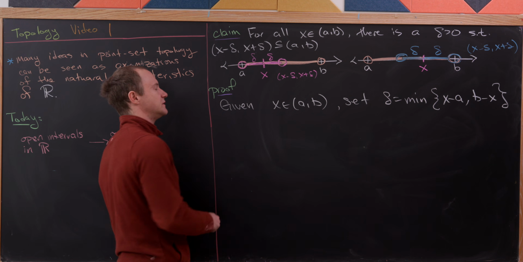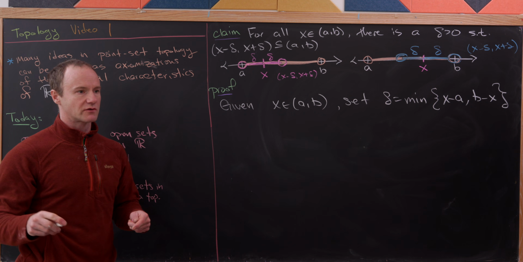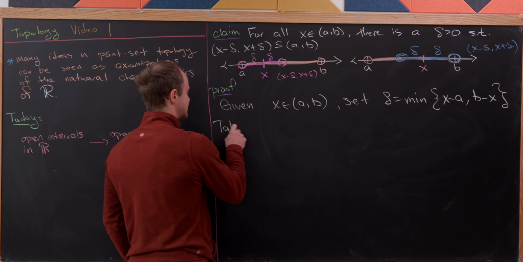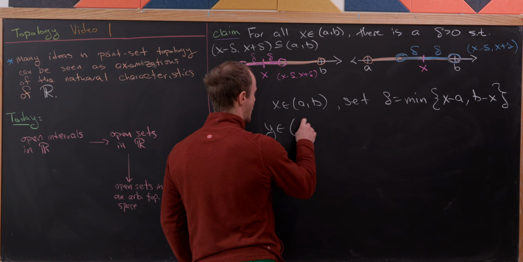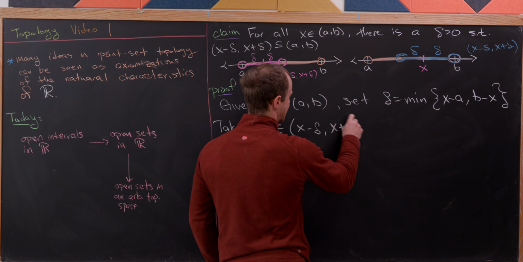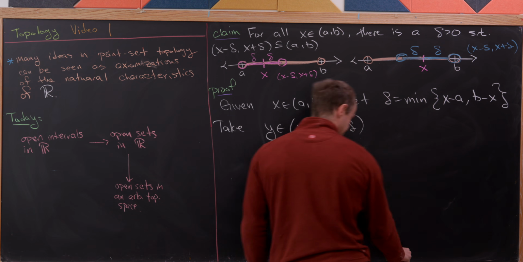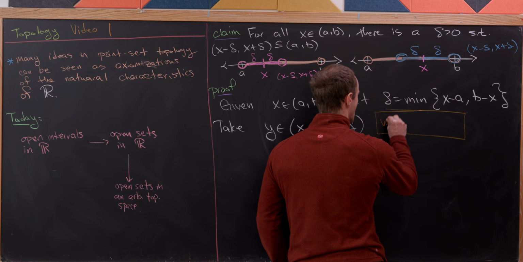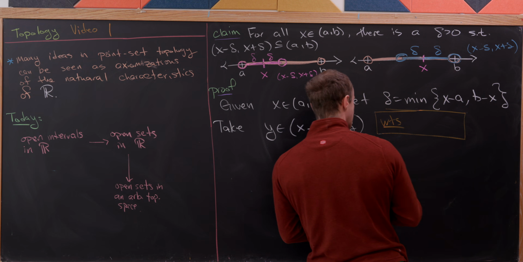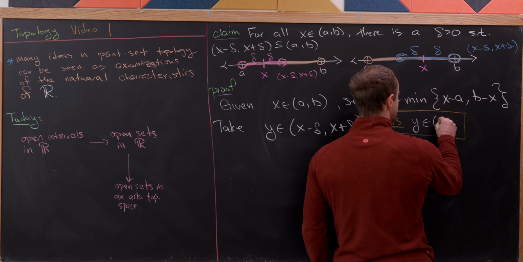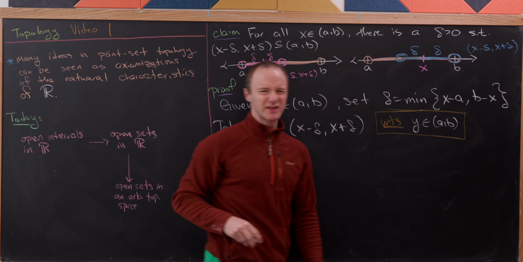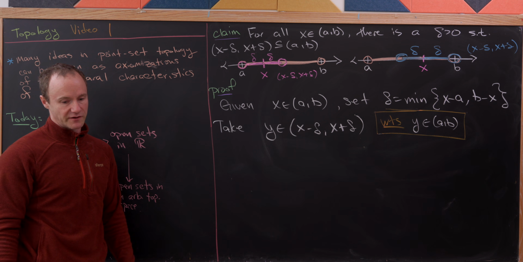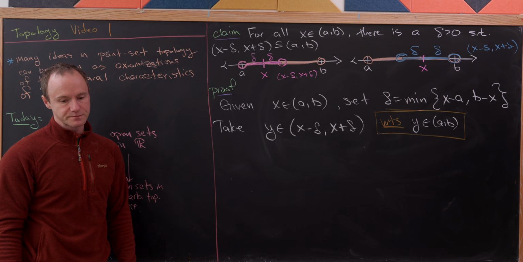Okay, so how can we do that? Well, we can do that with the general proof of set inclusion. So let's take some arbitrary y on the interval from x minus delta to x plus delta. And to finish everything off, what we'll want to show is that y is most definitely between a and b. So this is a little bit overkill, but I think it's good to do proofs a little bit overkill at the beginning while we're getting used to it.